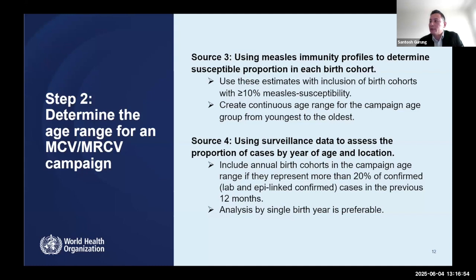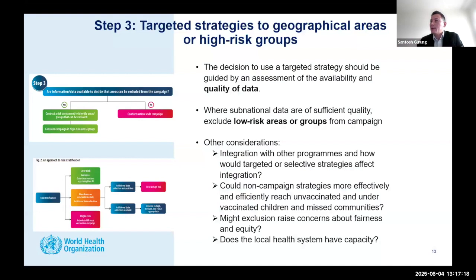Analysis by single birth year is preferable, but in instances where there is clear evidence that an adult immunity gap is associated with measles virus transmission to infants and the young, in those instances there can be a non-continuous age group for selection of the targeted age range.